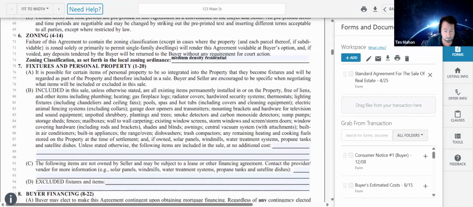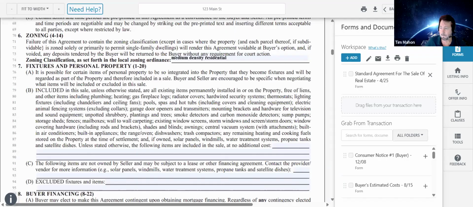Okay. If owned, solar panels, windmills, water treatment systems, propane tanks, and satellite dishes, unless stated otherwise, the following items are included in the sale at no additional cost. So if you go to the appliance section on the agreement on your listing, it'll show whether they're leaving other appliances that would not be considered fixtures. Typically, that's going to be a washer, dryer, refrigerator, could be a freezer in the garage or a chest freezer in the basement. These are things that may also stay with the property. If you don't add them here, the seller assumes you don't want them.